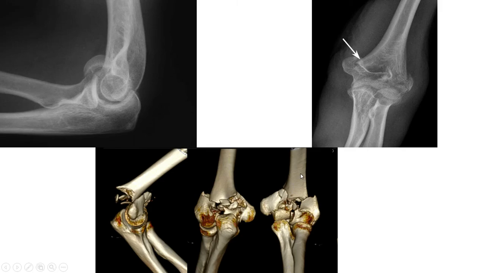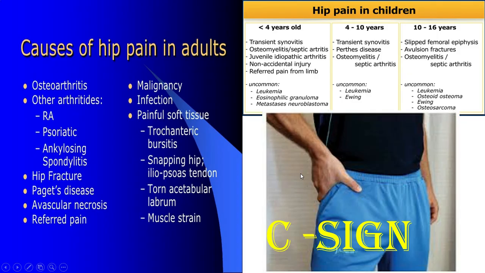It is for adult. Now the big joint is the hip joint. The pain of the hip joint most commonly, I already told about the children in my previous class. Now we can go and talk about adult. If there is any pain over the hip joint, the patient will just put his hand over this like a C, this is called C sign. That means there is osteoarthrosis or any pain over this hip joint.